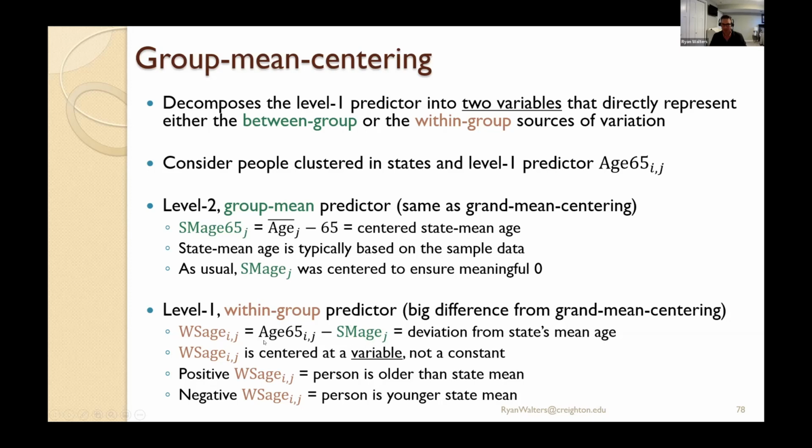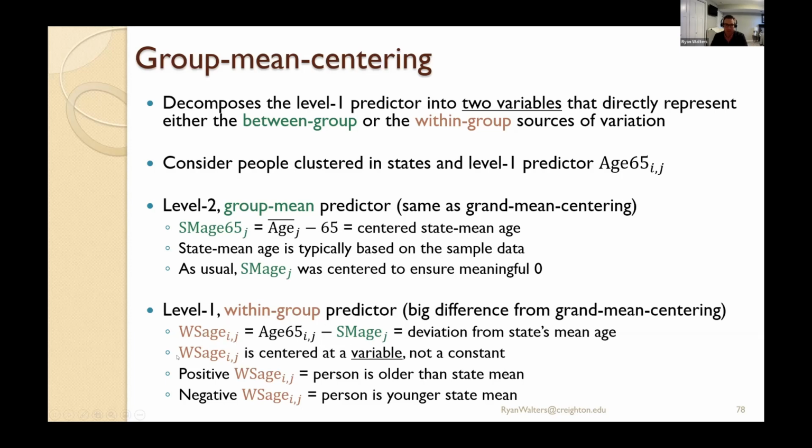Okay. So this is a variable. This age 65 contains level 1 and level 2 variability. This level 2 state mean age variable only contains level 2. So we're taking level 1 and level 2 and subtracting off the level 2, which leaves us only with a pure within state variable. Within state age only represents level 1.